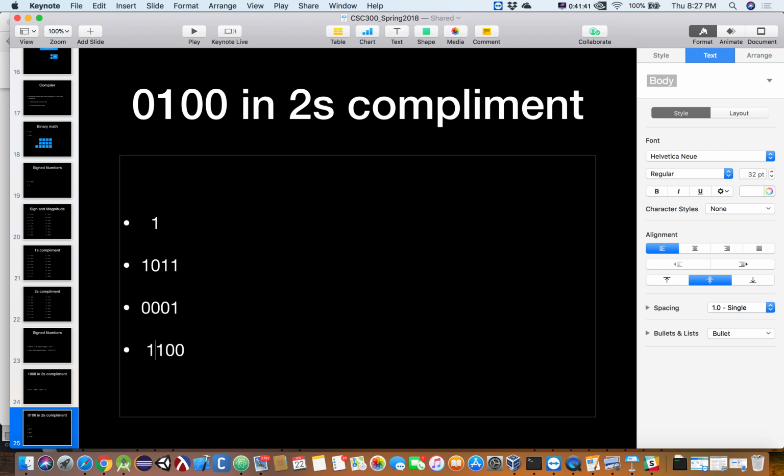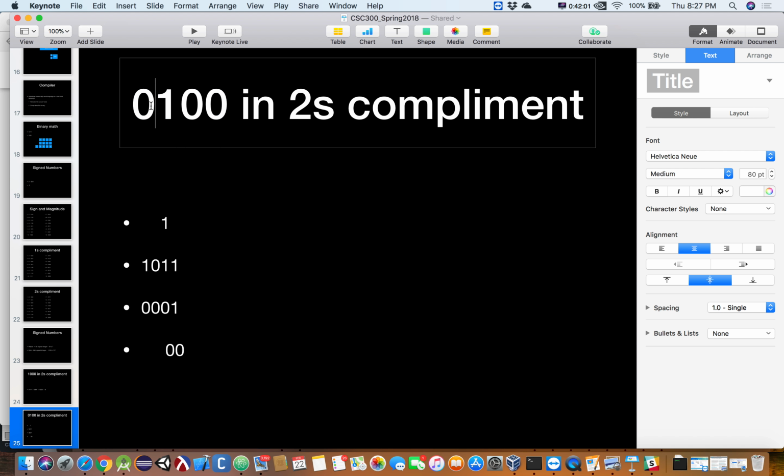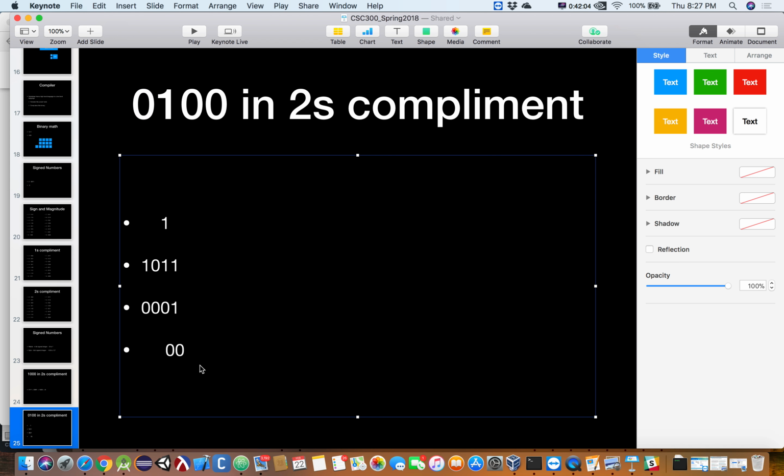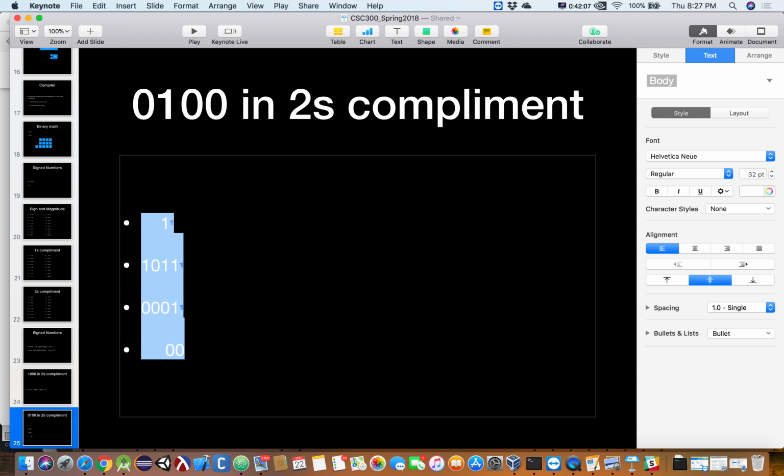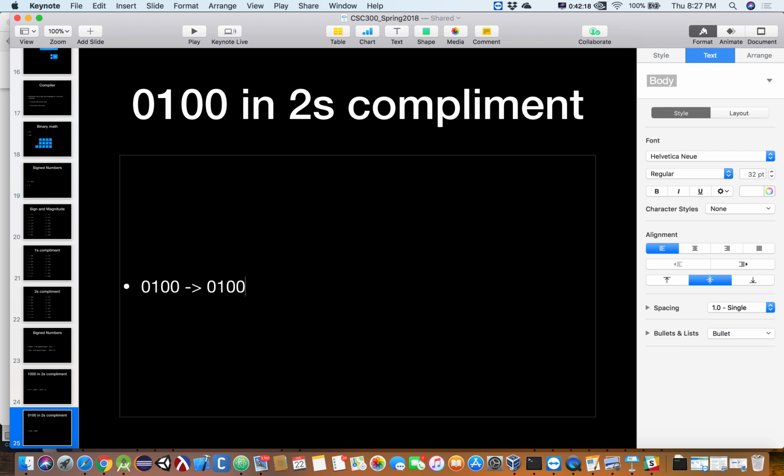Why do you have to do the complement? You still have to take it out of 2's complement to get the value out of it, but actually, no, you don't. This is a waste of time. So 0100, because it's a positive number, is already stored as a positive number. To decode a positive number in 2's complement, we just use that positive number, which is a 4. This is a positive 4.